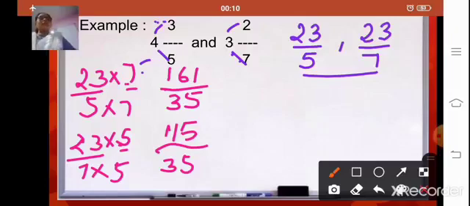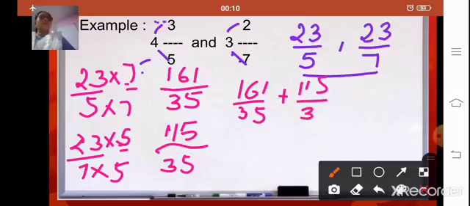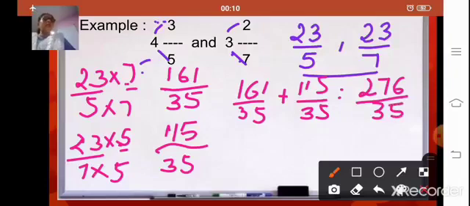Now what is the next step? We can directly add, that is 161 upon 35 plus 115 upon 35. When you add these two numbers, 161 plus 115, you will get the answer 276 upon 35. Now this is an improper fraction where the numerator is greater than the denominator. So you will divide 276 by 35.